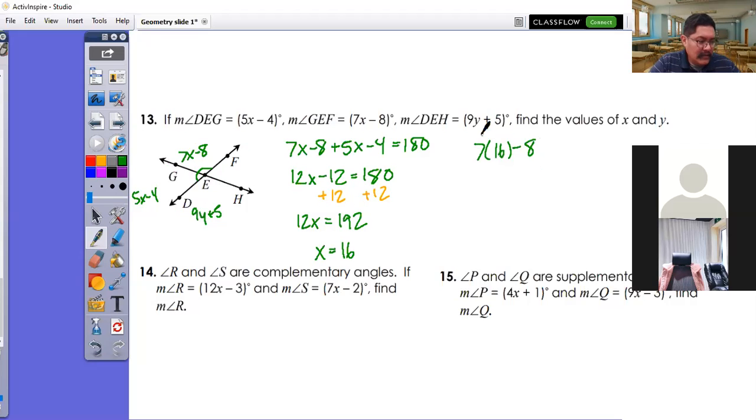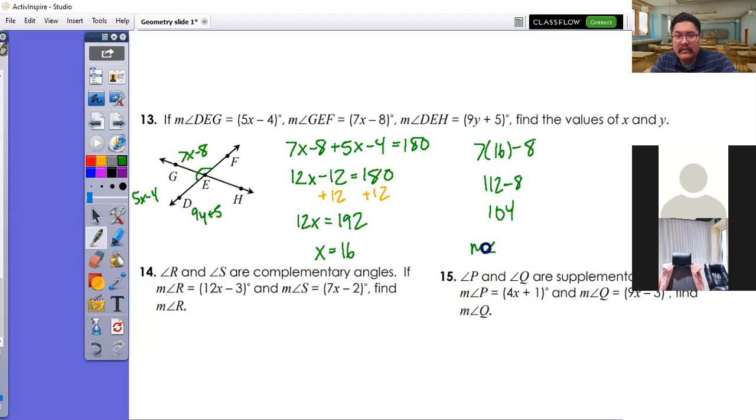So 16 times 7 is going to be 112, minus 8, and it's going to be 104. And I think that's it. I think we're done. So write out the answer, measure of angle.